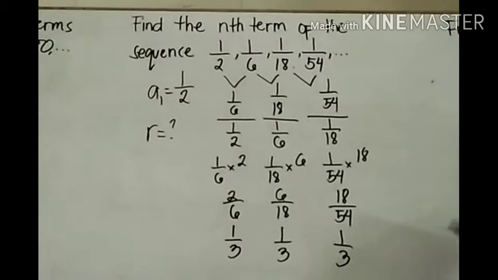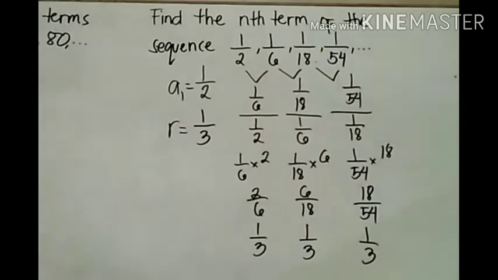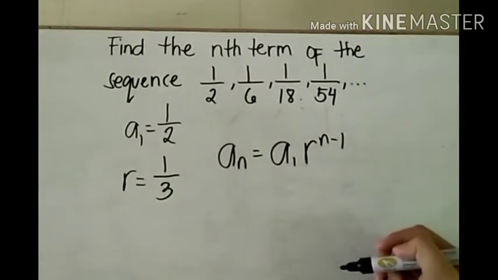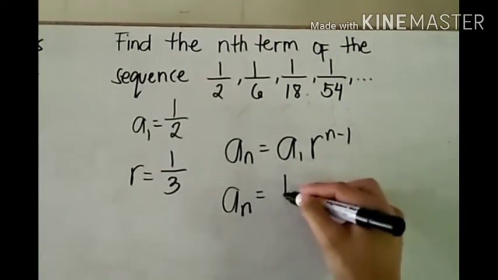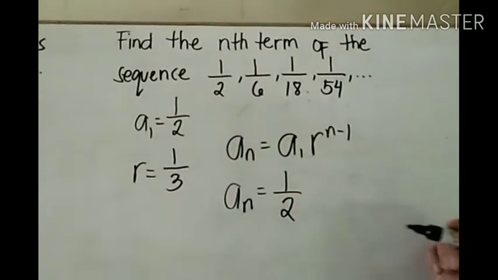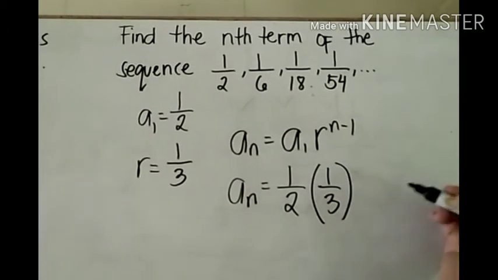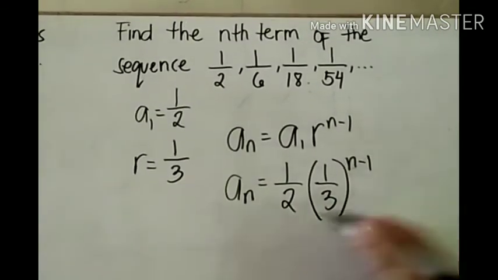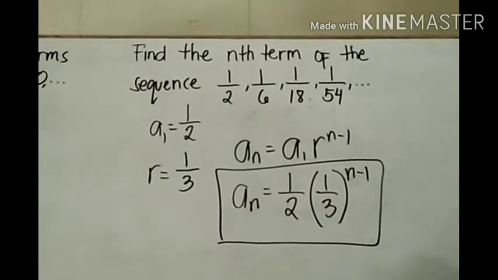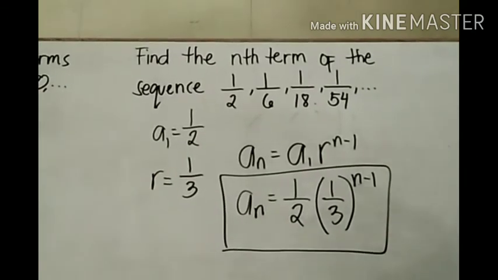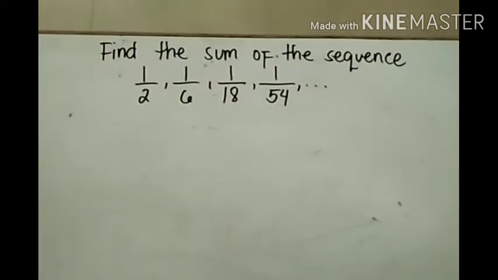So, the common ratio for this one is 1 over 3. So, we substitute it in the formula for finding the nth term. So, A sub n, A sub 1 is 1/2, the first number, times R is 1/3, raised to n minus 1. So, this is the formula in finding the nth term of that given sequence. A sub n is equal to 1/2 times 1/3 raised to n minus 1.